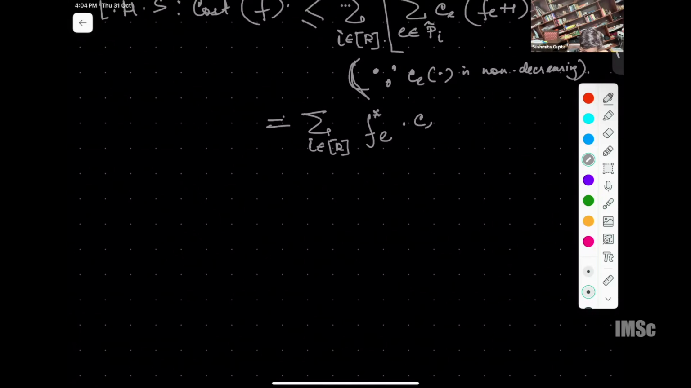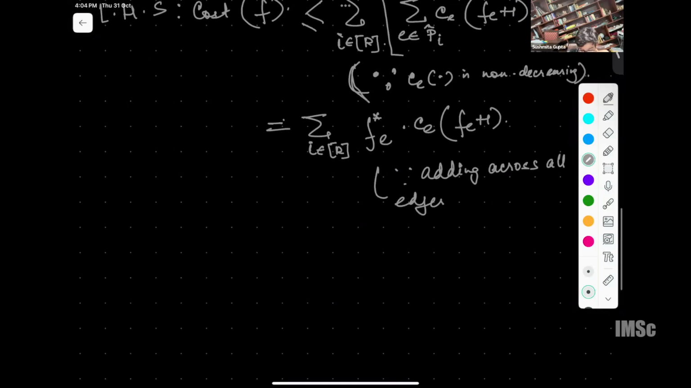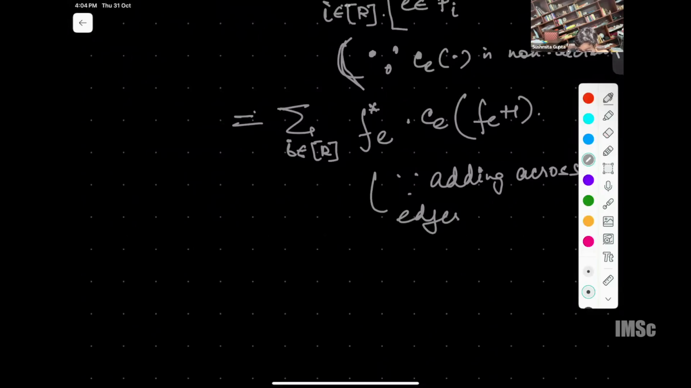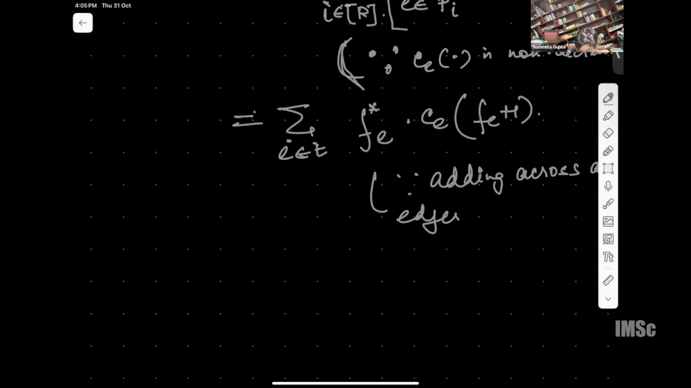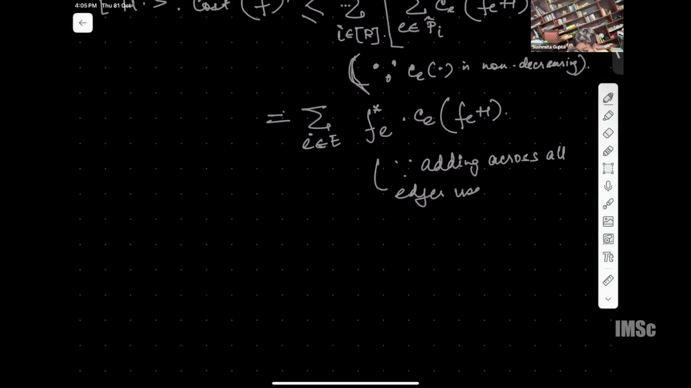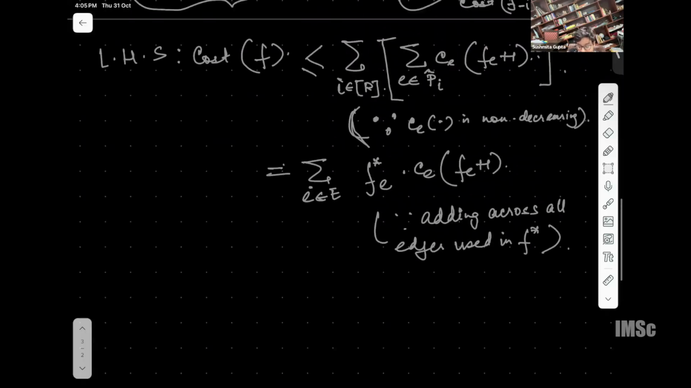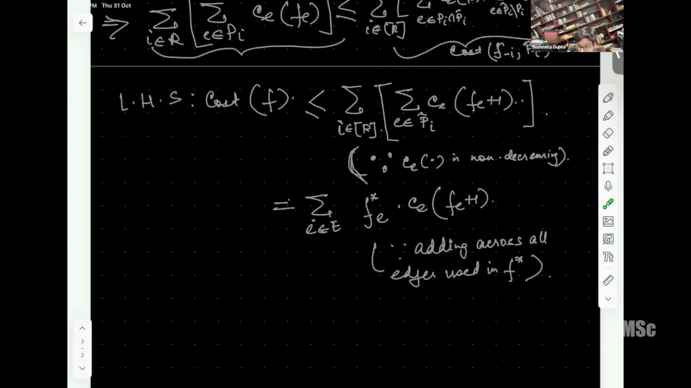E times c_e of f_e plus 1. Correct? Because adding across all edges. Okay, this should be this thing. Sorry, this summation now changes to this. Edges used in f star. Okay, correct? See this and then this.